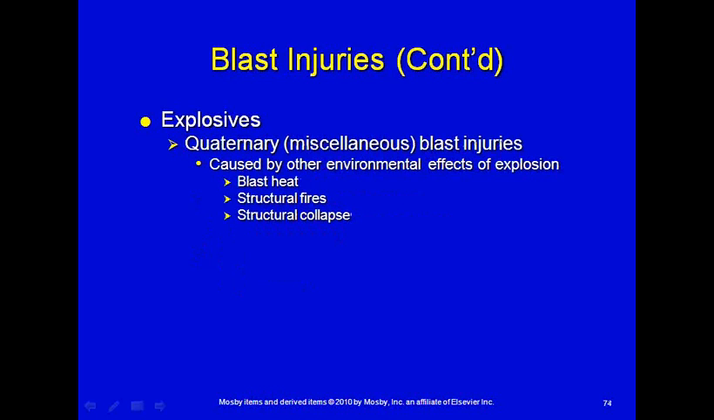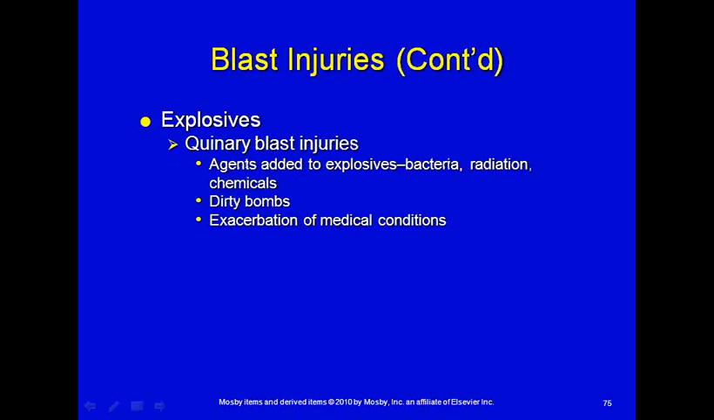Quaternary blast injuries are caused by other environmental effects of the explosion, like the heat, the structural fires, the collapse, and exacerbation of medical conditions. When they tried to blow up the World Trade Center the first time, they tipped the bombs with anthrax, but didn't understand that the heat generated by the detonation of the bomb destroyed the anthrax. But radiation might be something that would be considered, not so much bacteria or anthrax.